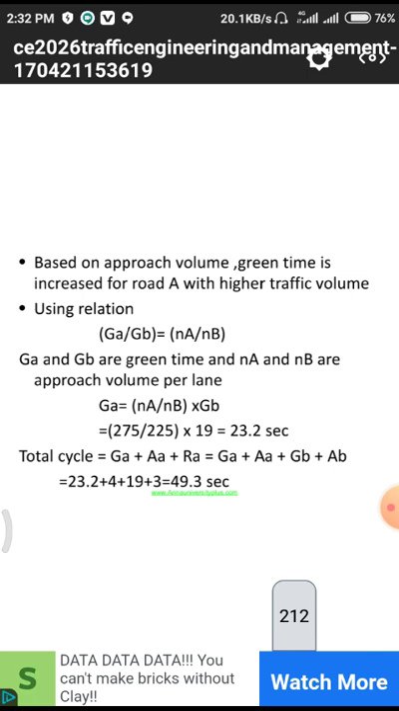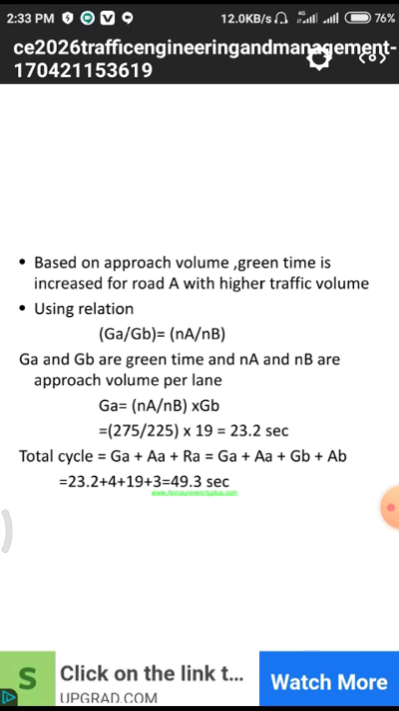So the total cycle period equals GA, the green, plus AA, the amber period, plus RA, the red time: GA plus AA plus GB plus AB. So the total time required for road A is 23.2 as GA, and 4 as the amber period, and RA, that means red, equals GB plus AB. Normally GB equals 19 seconds, AB equals 3 seconds. We calculate and add the total time. We will get a total cycle period equal to 49.3 seconds.